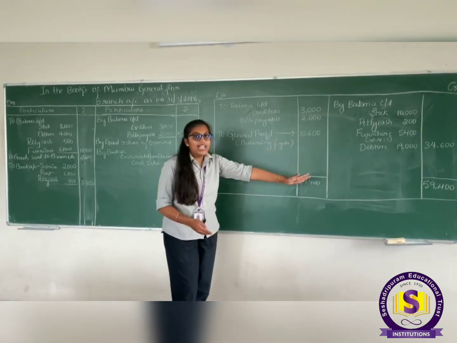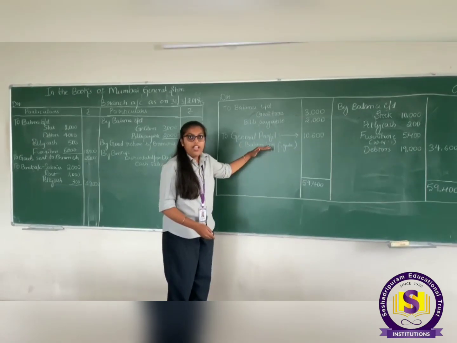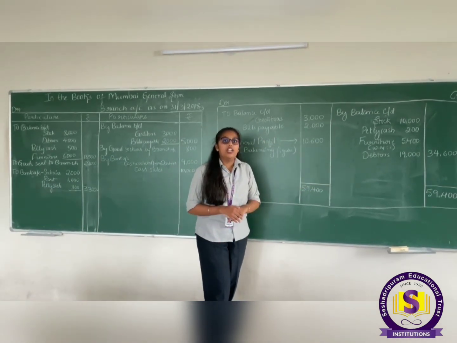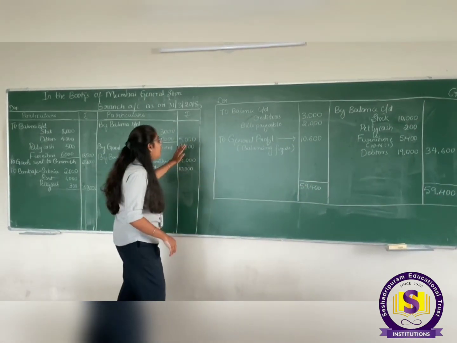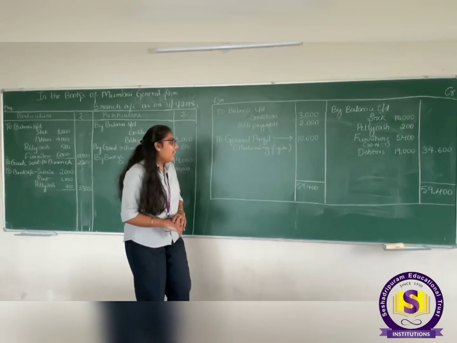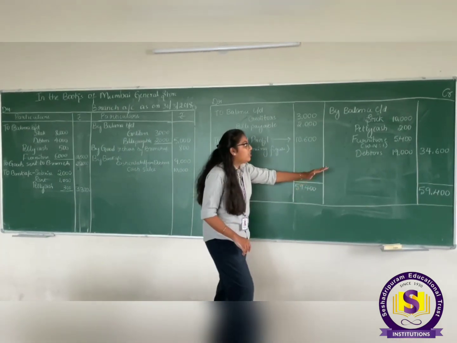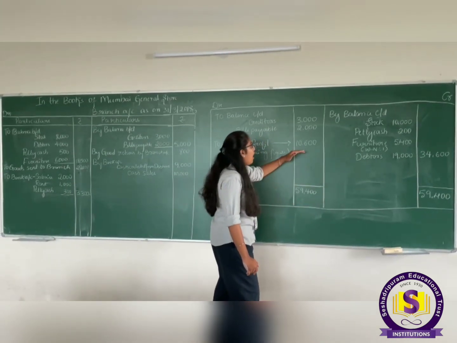If the credit side is more and the debit side is less, we have got a profit. If the debit side is more and the credit side is less, we have got a loss. But as per this question, we can see that we have got a larger amount on the credit side. That is 59,400, the highest one, which we get on the credit side. So we have to subtract the other expenses.